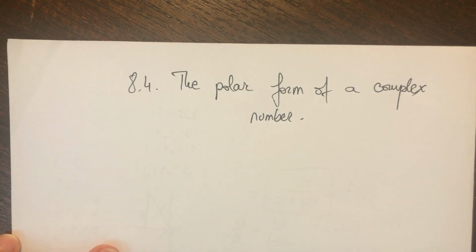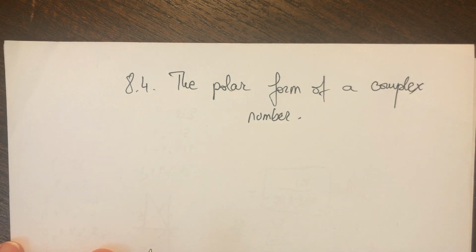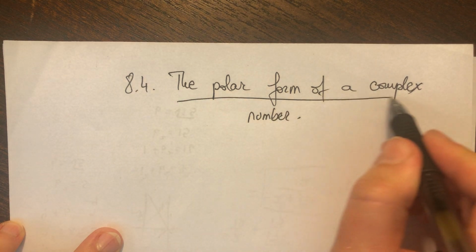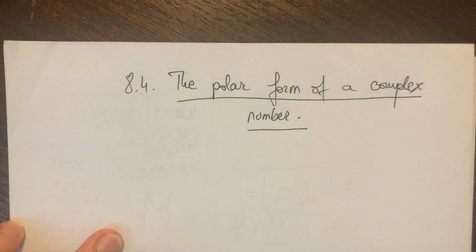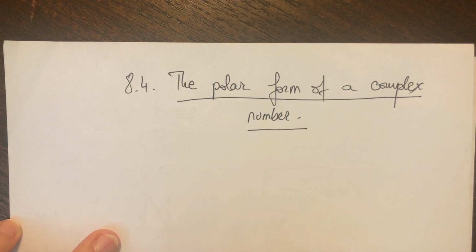All right, class, welcome to section 8.4. Just as I said in the previous video, we're going to be using the relation between x, y, r, and theta for a few reasons in this chapter. We transformed rectangular coordinates into polar coordinates and backwards. Now we're going to use the same equations to transform a complex number from its rectangular form or standard form into its polar form or trigonometric form.